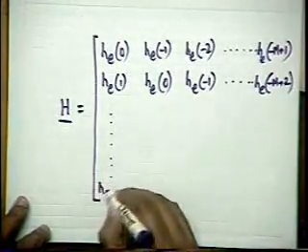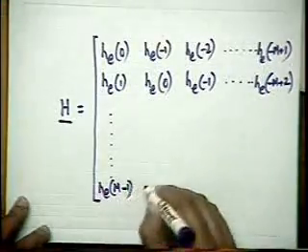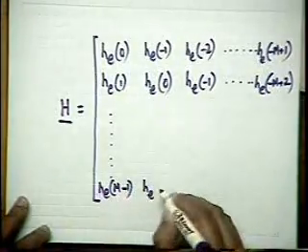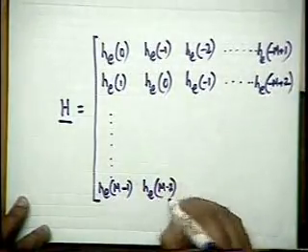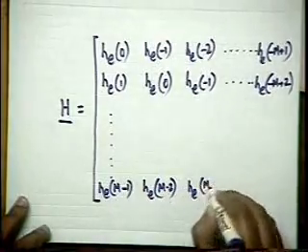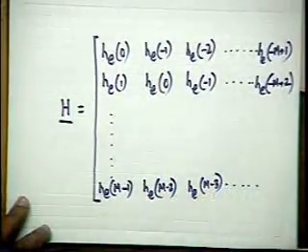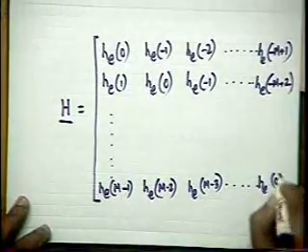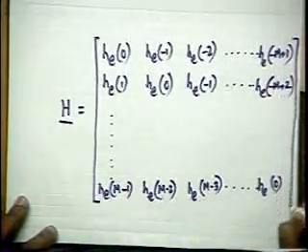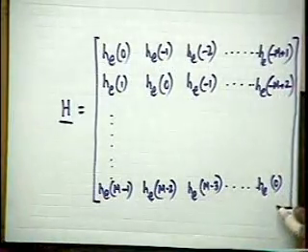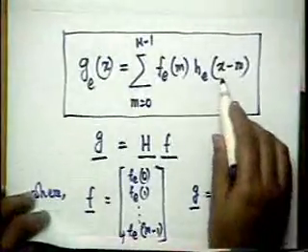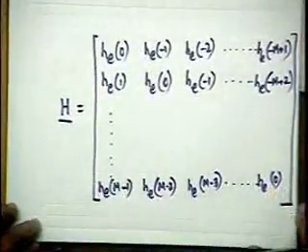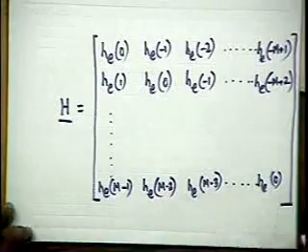Anybody? h_e(M-1). Next element? h_e(M-2). Next element? h_e(M-3). And so on. What is the last element? h_e(0). h_e(0) is going to be the last element, not one. We are considering here x equal to capital M minus 1, so it is going to be h_e(0), because we are varying small m from 0 to capital M minus 1.